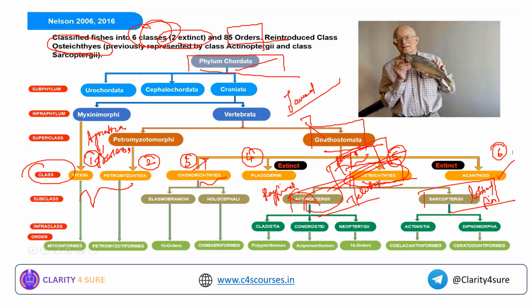a more diverse group and more evolved in nature. Okay, so six classes, out of which two are extinct, and 85 orders. Osteichthyes is a reintroduced class, and out of these six classes, two belong to Agnatha, that is jawless, and another two belong to the superclass Gnathostomata. One is cartilaginous and another is the bony fish. That bony fish is again divided into ray-finned and lobe-finned, and Teleostei under Actinopterygii, that is ray-finned, is the most evolved and diverse group of fishes that we see today. I hope the Nelson classification is clear to you now.